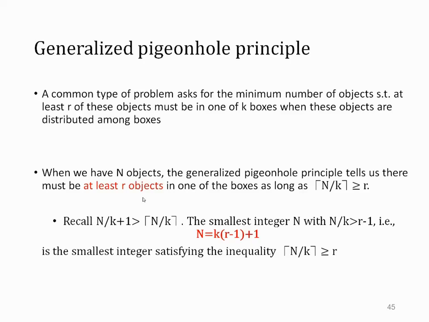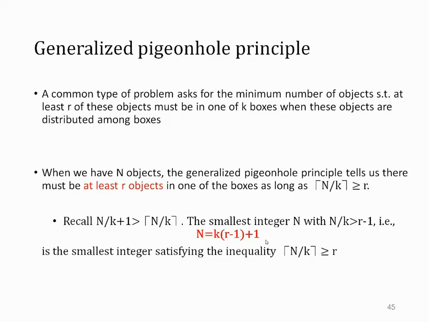N is the number of objects. Then, for the pigeonhole principle to hold, there should be at least r objects, so that you can make the formula like this: n is equal to k(r - 1) + 1. You are supposed to remember this formula. If any question is given like this and you want to get the number of objects, just substitute in this formula.